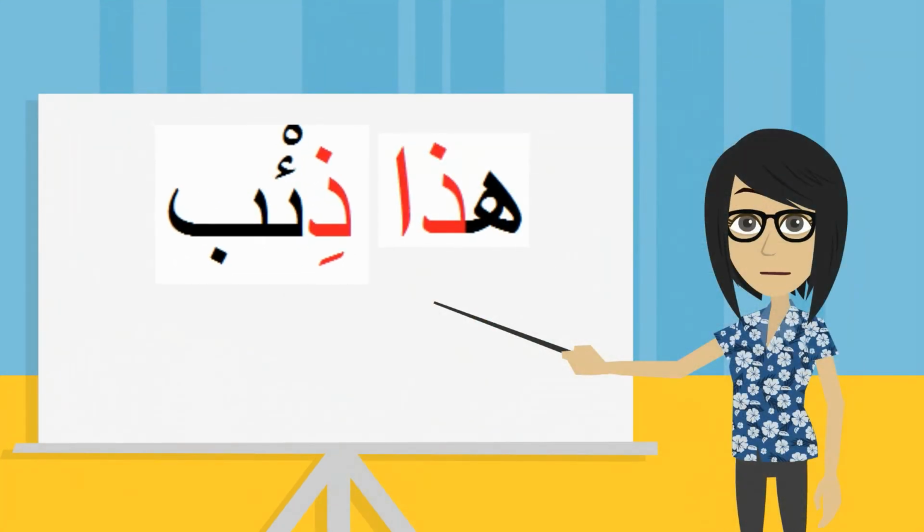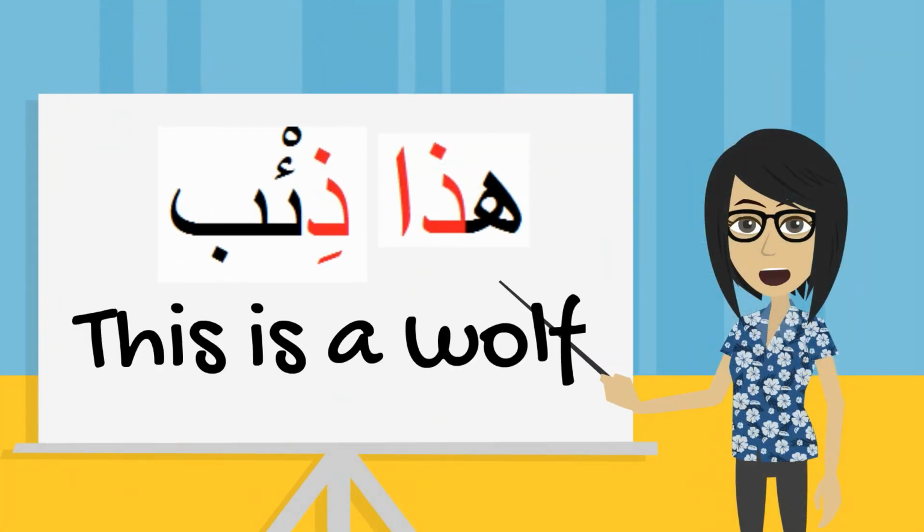Now let's learn a full sentence in the Arabic language. هذا ذئب. This is a wolf. هذا ذئب.